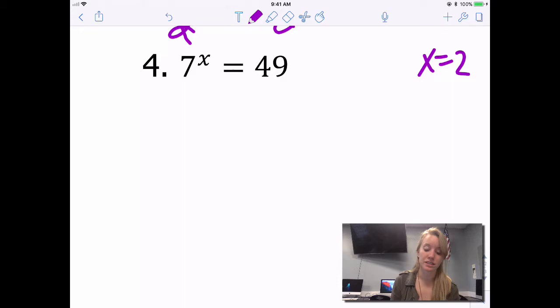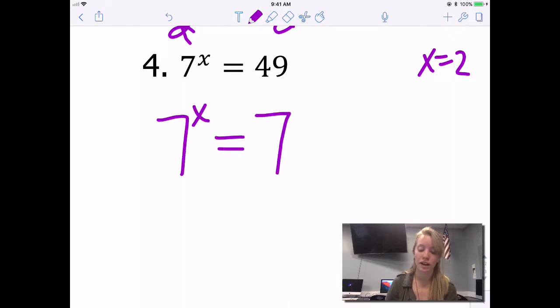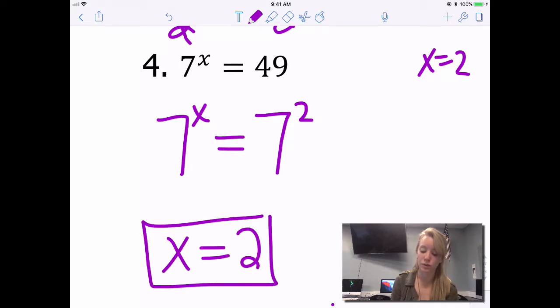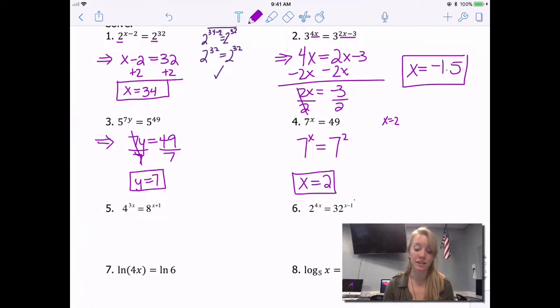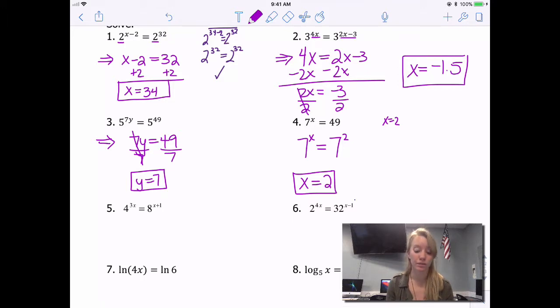So what I'm going to do is say 7 to the x on the left, and I'm thinking, how can I write 49 with a base of 7? And that is 7 squared. So all I've done is I've changed 49 for 7 squared. Now I can say, oh, look, the 7s are equal, so x has to equal 2, which works exactly with what we said it was going to.